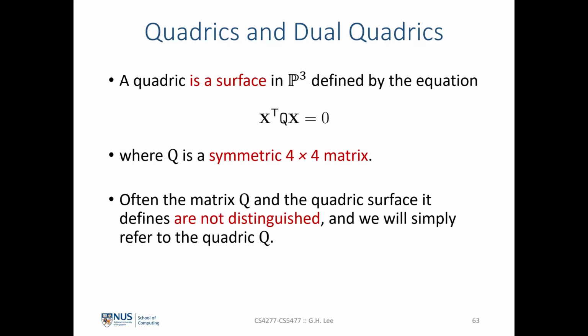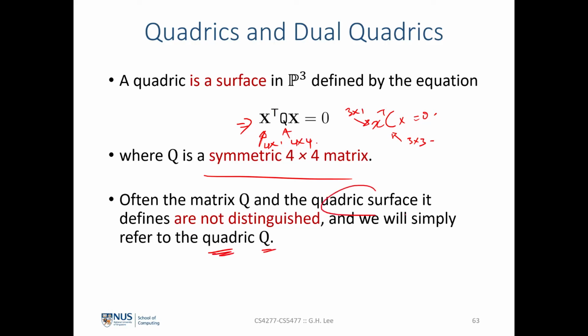A quadric is a surface in the projective 3-space defined by the equation here. This is similar to the equation of conics that we have seen in the previous lecture, except that now, instead of a 3 by 3 matrix and a 3 by 1 vector, we have a 4 by 4 matrix and a 4 by 1 vector. Q will have similar properties to the conic C that we have seen in the previous lecture, and often the matrix Q and the quadric surface it defines are not distinguished. We'll simply refer to Q as the quadric instead of the quadric surface.